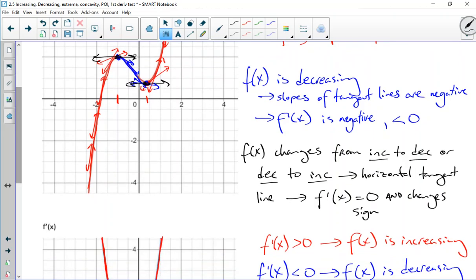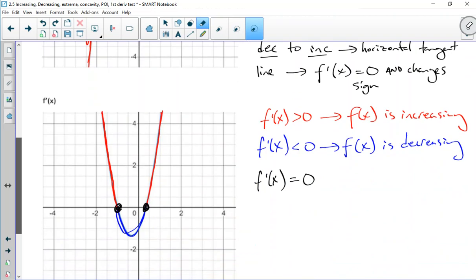So it's changing from positive to negative. Because it is possible to have a horizontal tangent line that's not a max or a min. Like it could flatten out and then keep growing. Because it's not changing from increasing to decreasing, or a derivative would not be changing signs there. But just so you know. So let's write that down here.